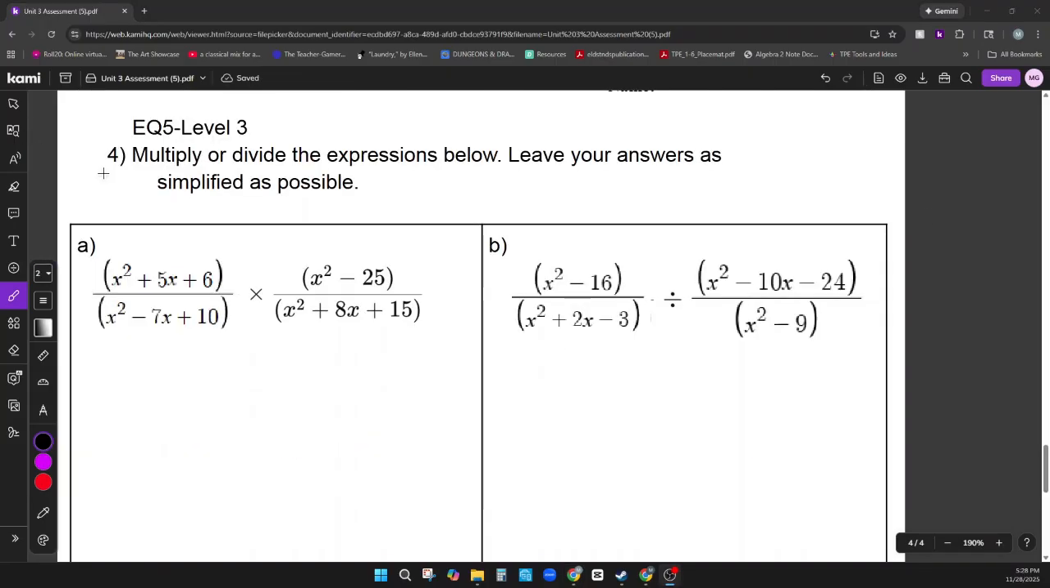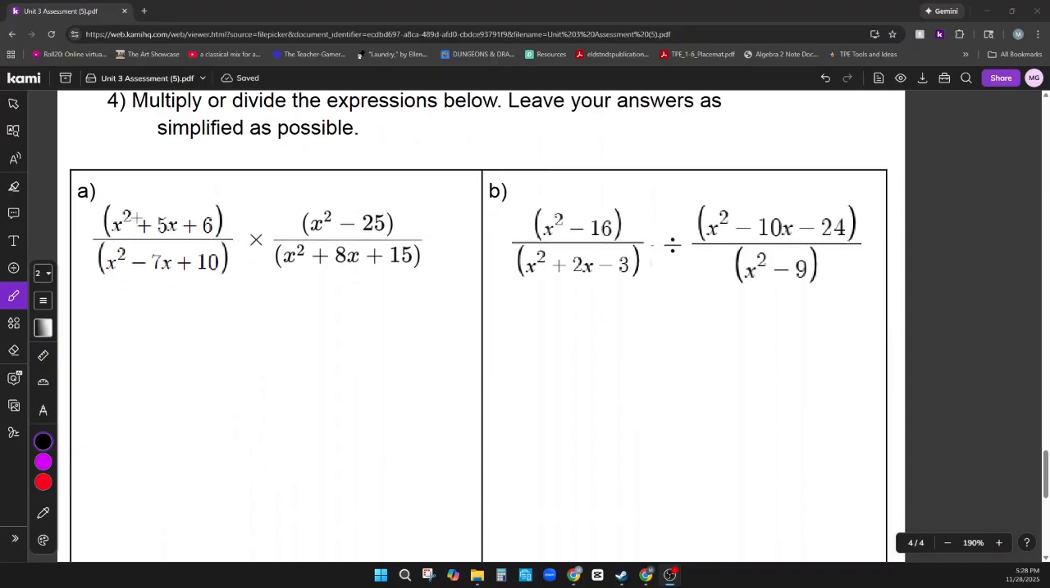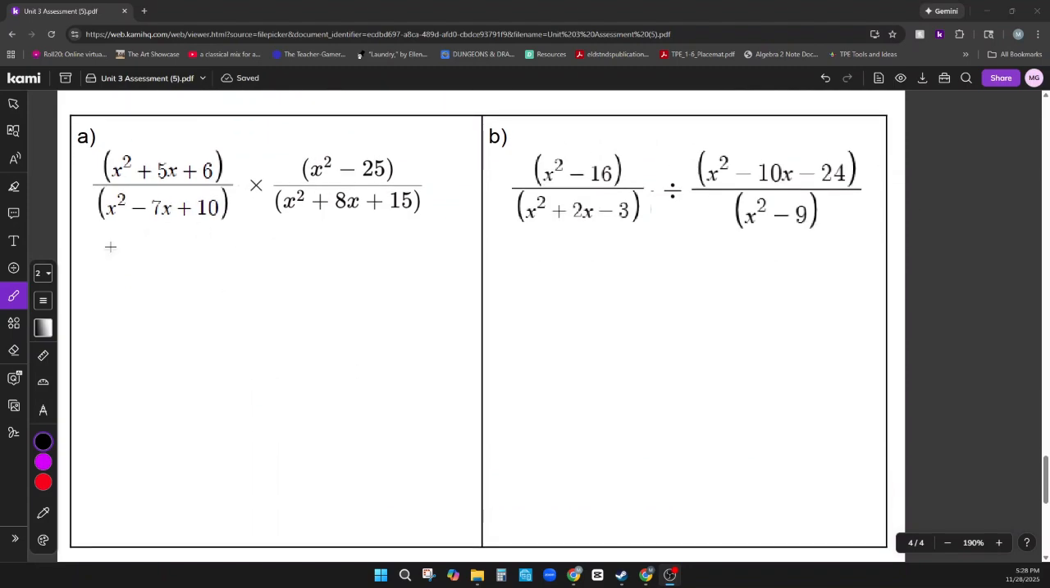Looking at our final question, number 4, it says, multiply or divide the expressions below. Leave your answers as simplified as possible. We're trying to cancel as much as possible. Looking at part A, we have 4 components, and we need to factor each of them. So let's get straight down to business.